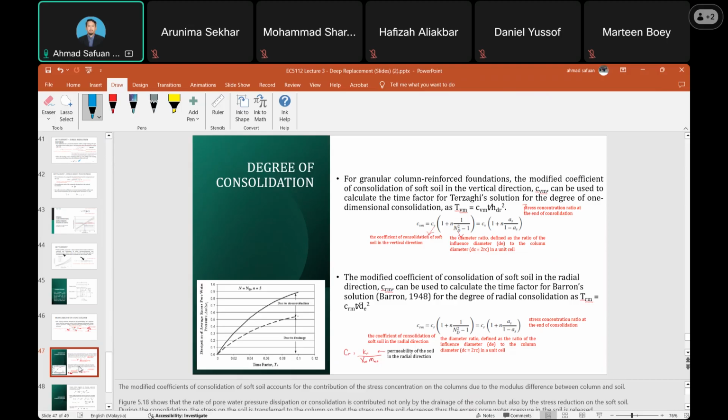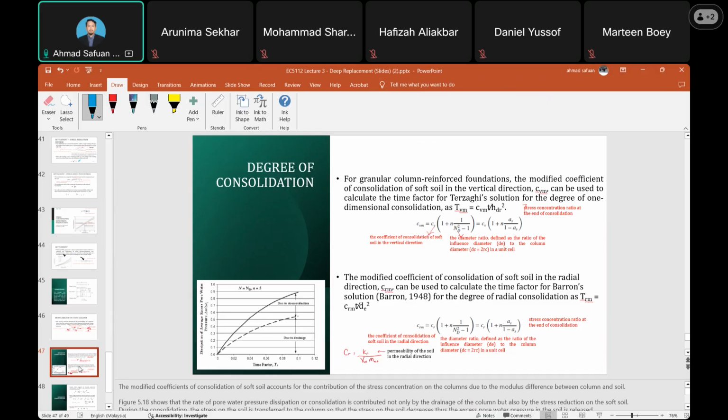Then the modified coefficient of consolidation of subsoil in radial direction, which is the CRM, can be used to calculate the time factor for Barron's solutions for the degree of radial consolidation, TRM. So CRM, that is the equation there. Then from there we determine this. We need to get the CR first.